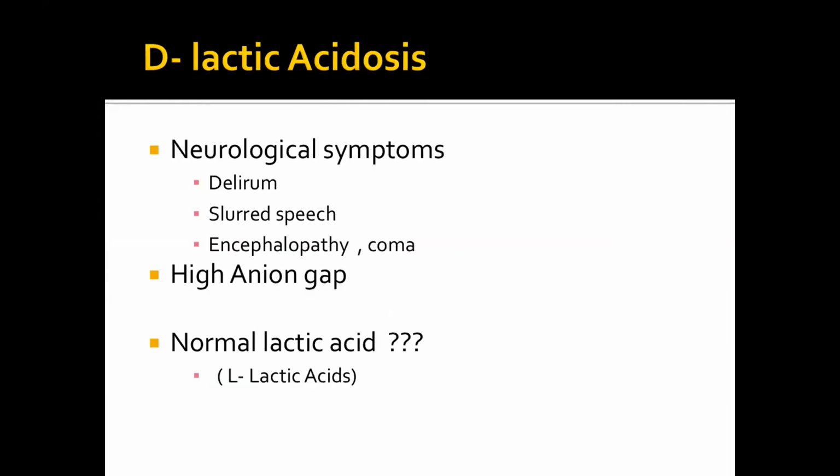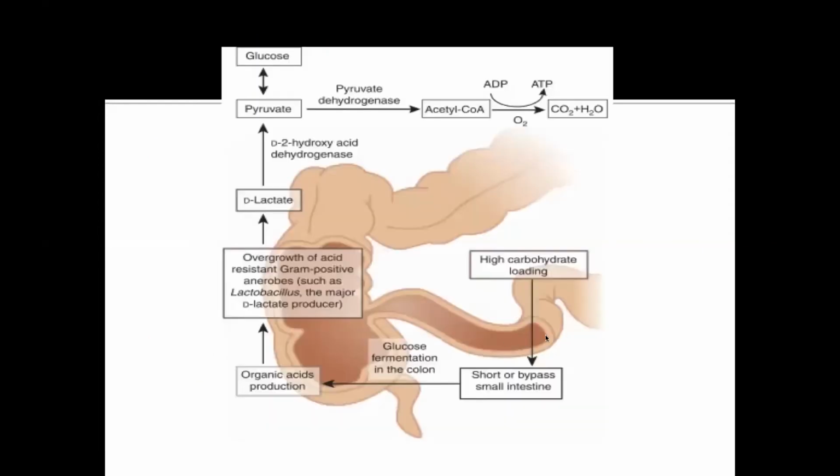D-lactic acidosis is a special entity seen only or mainly in intestinal failure and short bowel syndrome. It presents with neurological symptoms such as delirium, slurred speech, encephalopathy, and coma in severe cases. It's acidosis, so the patient will have a high anion gap. But if you check their serum lactic acid, it's normal, because normally the labs will check the L-lactic acid, not the D-lactic acid. So what is D-lactic acidosis?